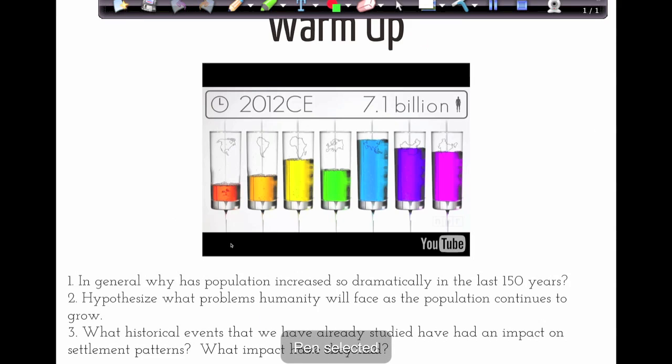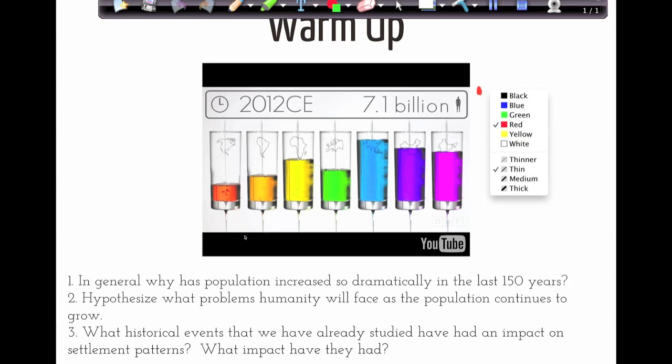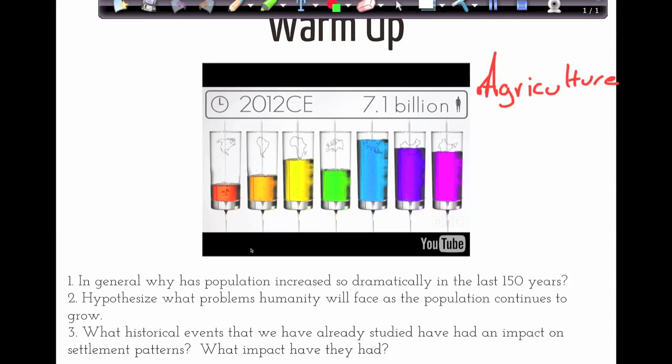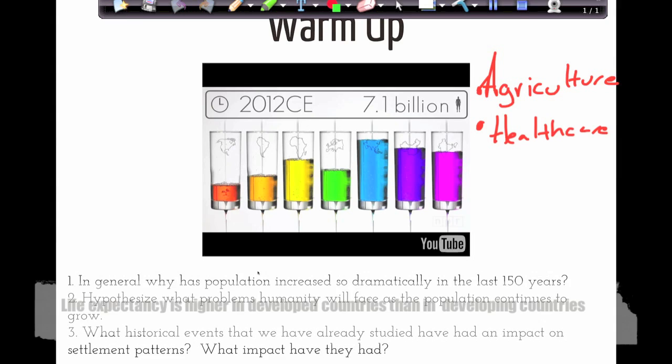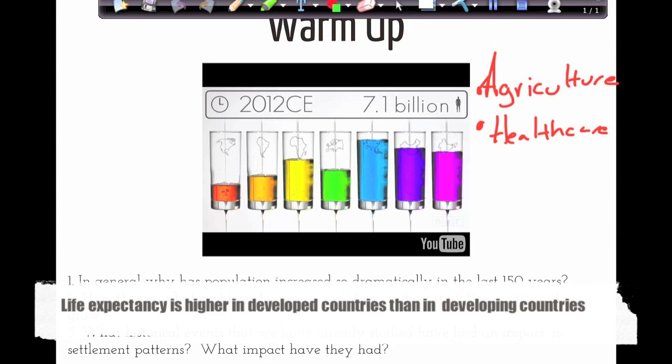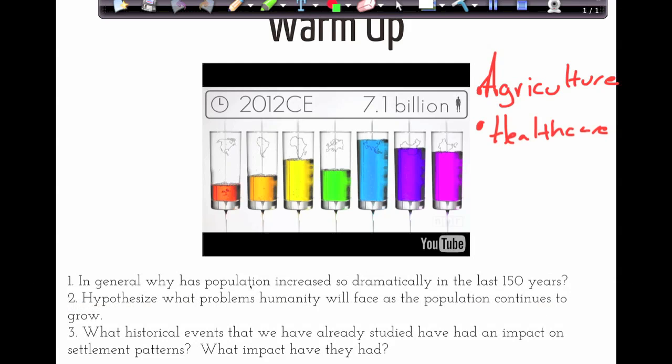So why do we have that dramatic growth in the last 150 or 200 years? There are two main reasons. It's improved agriculture and improved healthcare. So antibiotics, right? People live 70, 80 years old in developed countries now. They used to live 30, 40, 50 years or whatever. So things have changed dramatically, and that has caused the population to boom in the last 150 years.